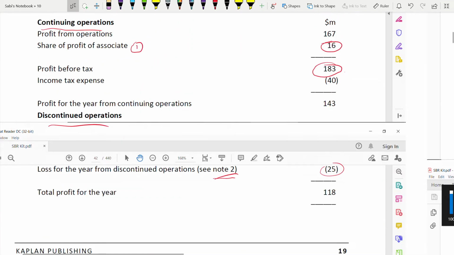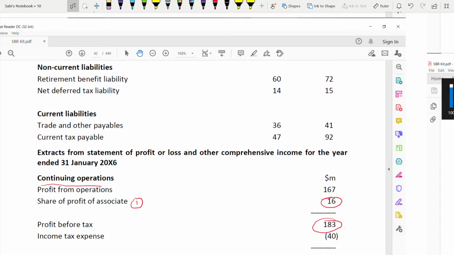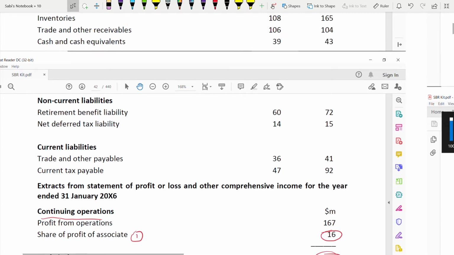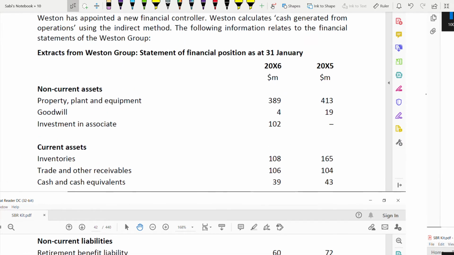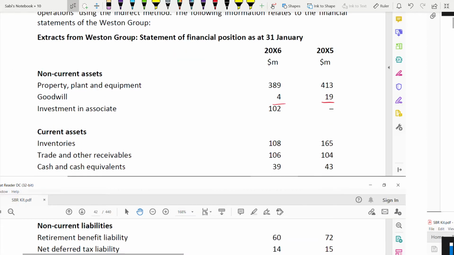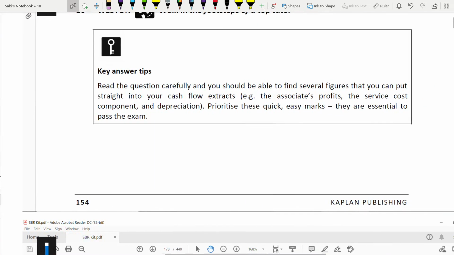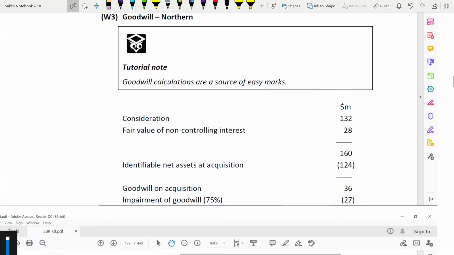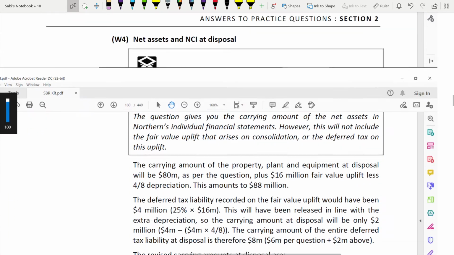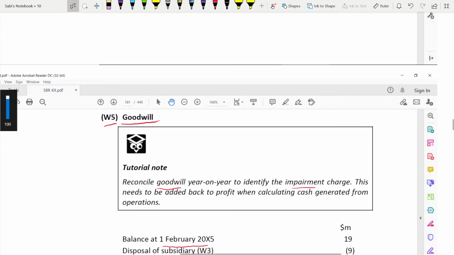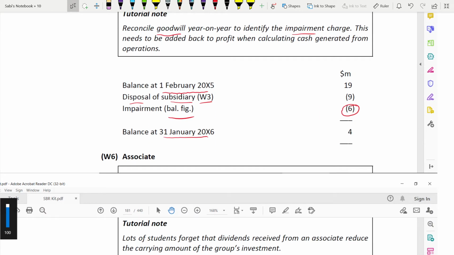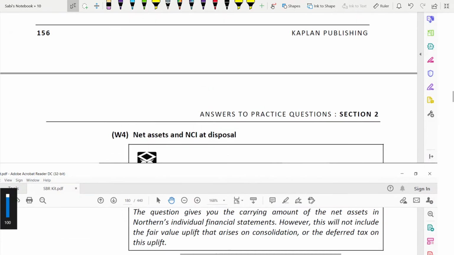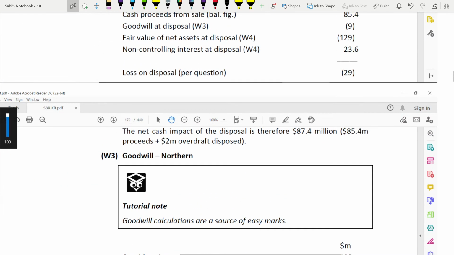For that you have to go to the statement of financial position. If there is an item to be dealt with where you need the opening and the closing balance, you have to refer to the statement of financial position. That is the place. You have been given goodwill here, 19 and 4. So that 19 and 4 you need, and you need working 3 for disposal of subsidiary. So let us go to working 3. Okay, so working 3, disposal of subsidiary.